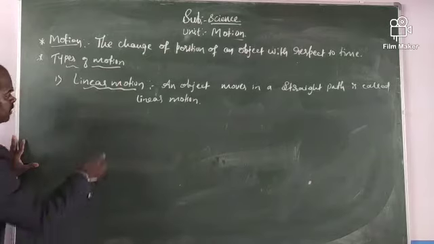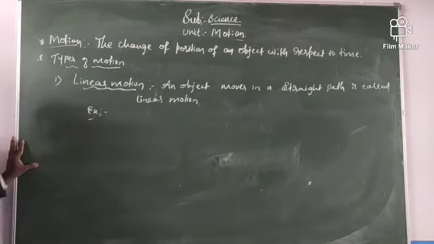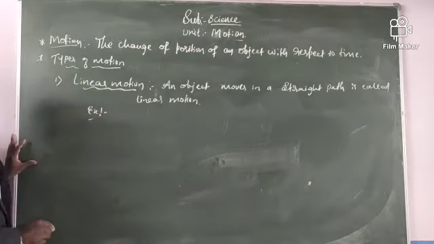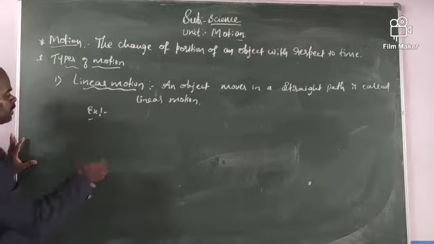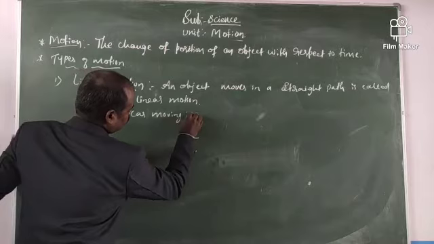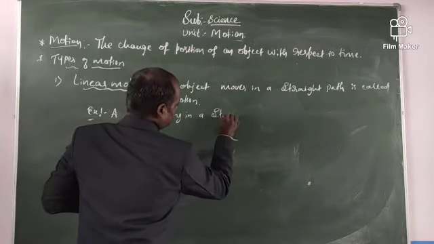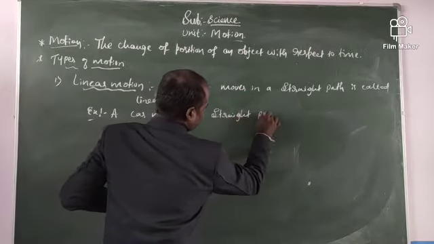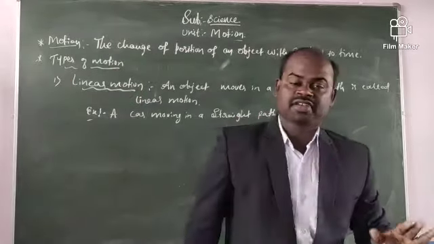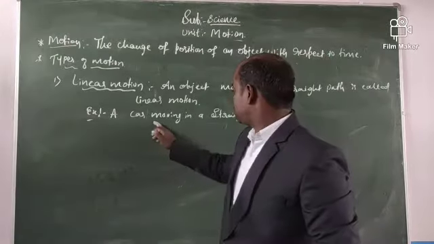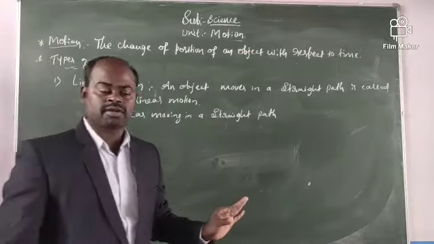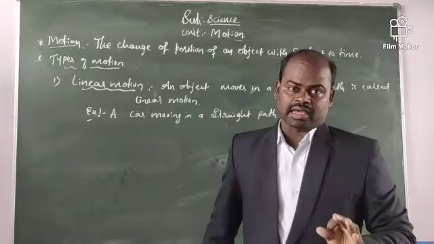Okay, for example, which is an example for linear motion? A girl moving in a straight path, or a car moving in a straight path. Dear children, in the exam they will ask what is linear motion, give examples. You should not write only this, a car is moving in a straight path. Not only this, you have to write plenty of examples, whatever you are observing in your daily life.